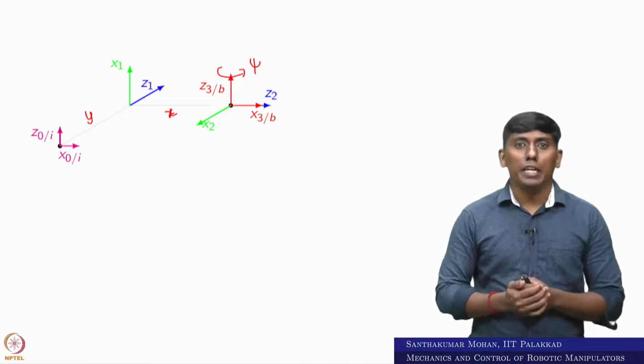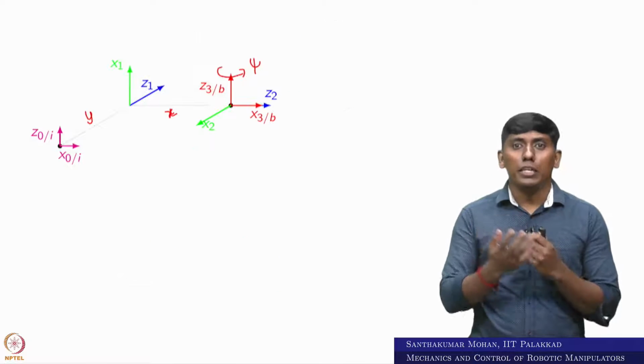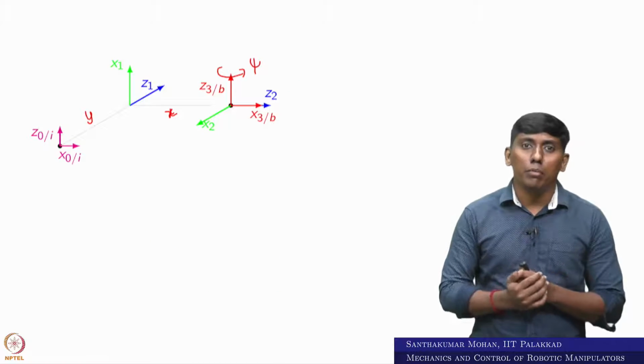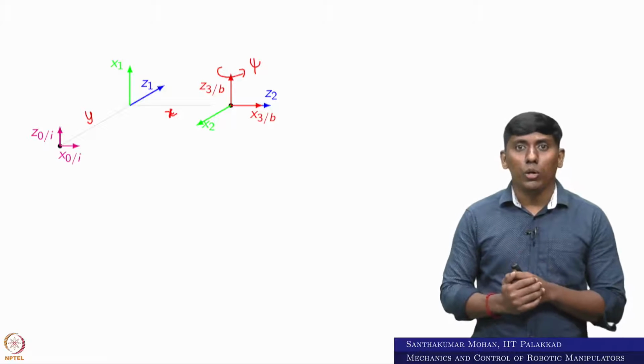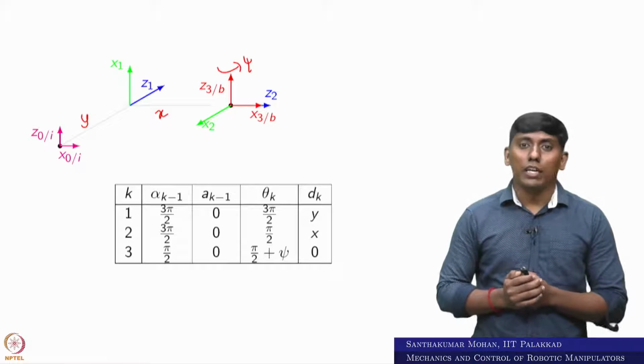Now coming to the screen, where we can see the same thing that we derived. I put it here just to derive the Denavit-Hartenberg parameters. So here there are three variables: y, x and psi. Okay, so based on this, I can derive the Denavit-Hartenberg parameters.